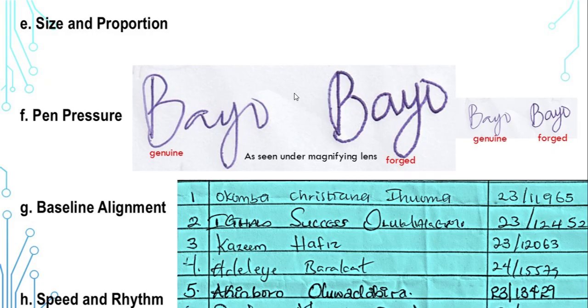For example, in the genuine one, the lines are smooth, and you can see the pressure is not the same. Look at the B here. The first line of B in the genuine one is thicker when the stroke was coming down. But when the stroke was going up, it was lighter. So on different parts of the word bio, you have varied pressure.